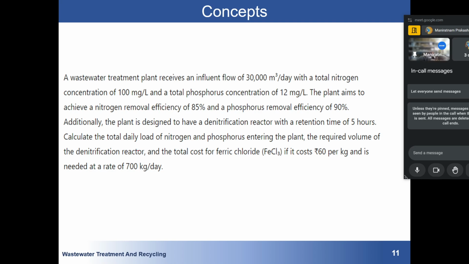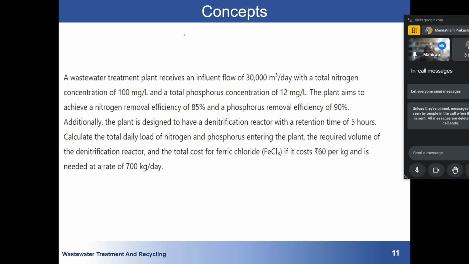I am briefing what the question is. A wastewater treatment plant removes an effluent flow of this much meter cube of water per day, coming with a total nitrogen concentration. So the initial nitrogen concentration and initial phosphorus concentration are given. The plant aims to achieve a nitrogen removal efficiency of 85% and a phosphorus removal efficiency of 90%. See, these efficiencies are set by authorities.